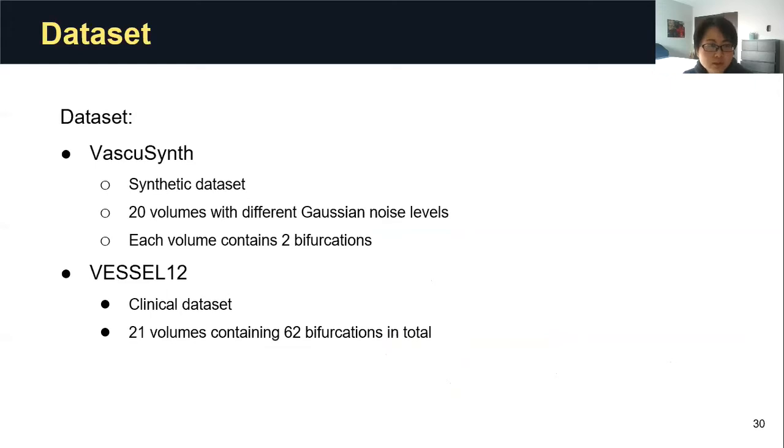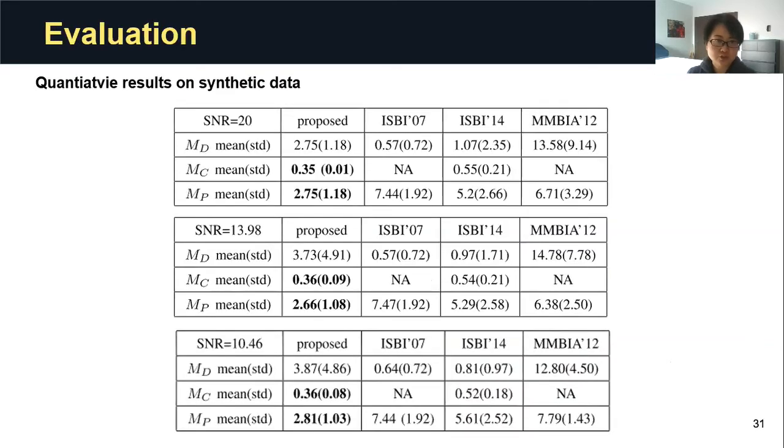We worked on two kinds of data set. One is Vasculature data and one is Vessel 12 data. For Vasculature, we chose 20 volumes with different Gaussian noise levels, and each volume contains 2 bifurcations. Vessel 12 is a clinical data set, and we chose 21 volumes containing 62 bifurcations in total.